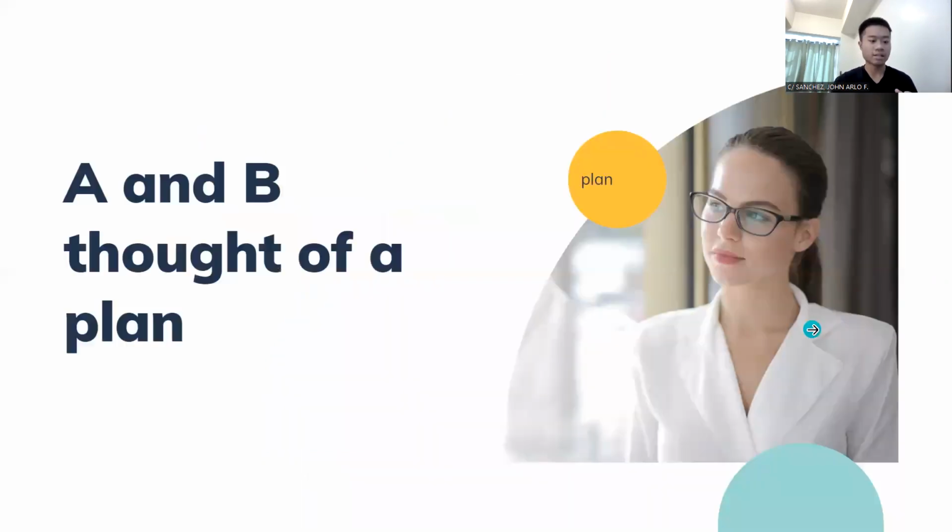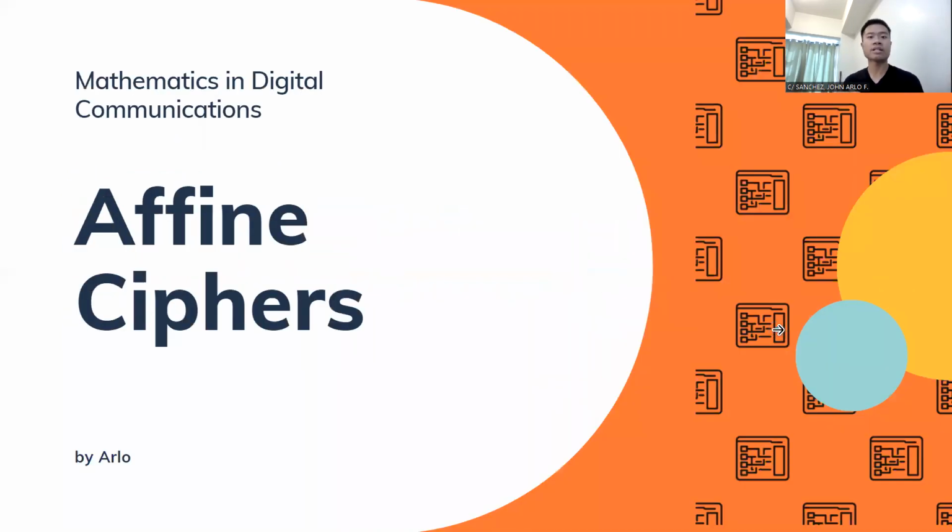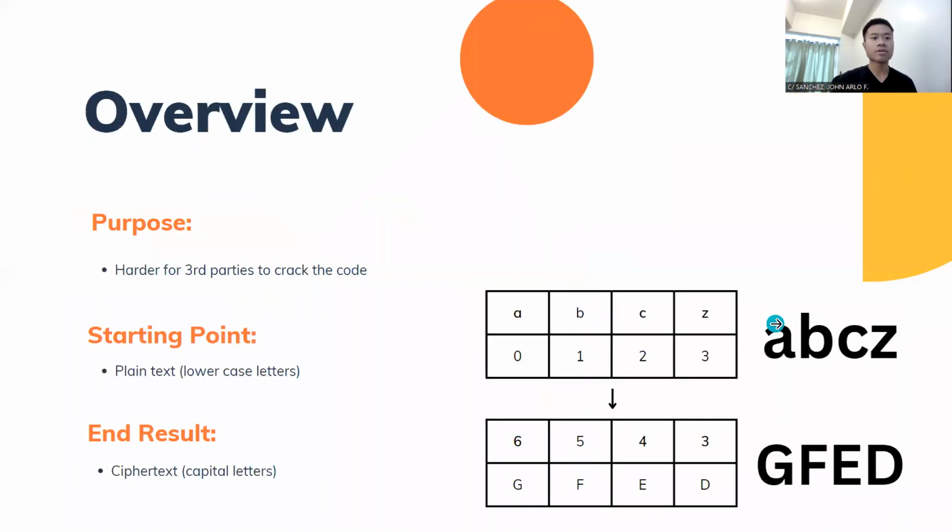He tried to decrypt them using different ciphers like the Atbash ciphers, the Caesar ciphers, and all those other ciphers. So person A and person B were fed up with Arlo and decided, okay, we need to think of a plan. And they used the affine ciphers. So an overview of the affine ciphers, so you know why you're actually learning this and what you can expect out of it: the purpose of the affine cipher was to make it harder for third parties like Arlo to crack the codes of the encrypted messages.